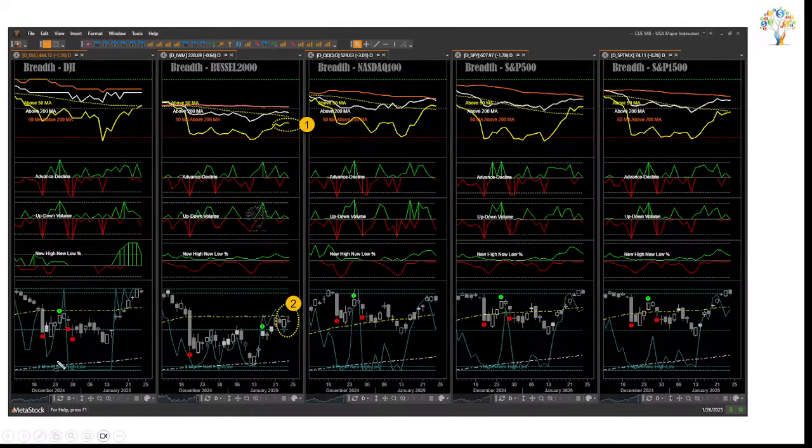Major indexes, nothing much to report except that Russell 2000 is underperforming. It is the weakest one internal health wise.